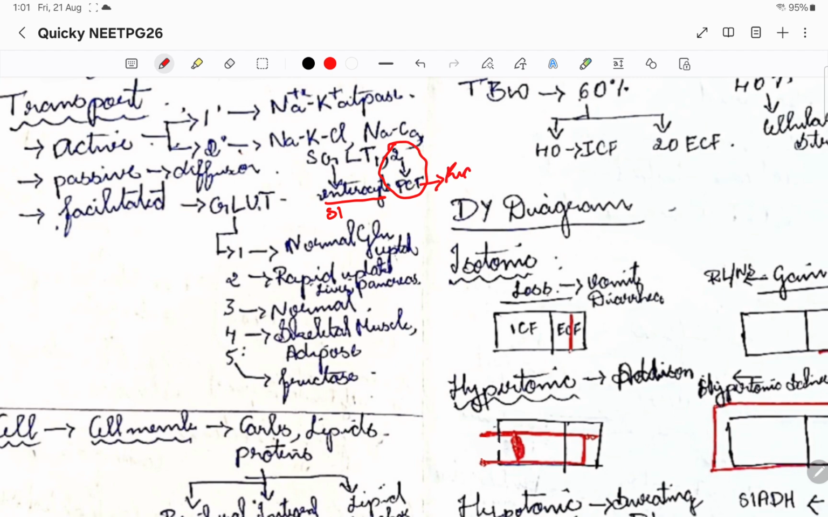Okay, in the kidney, you know that there is glucose reabsorption, right? 100% of the glucose will be reabsorbed. If 100% of the glucose is not getting reabsorbed, then you have diabetes mellitus. Okay, that is the main thing.